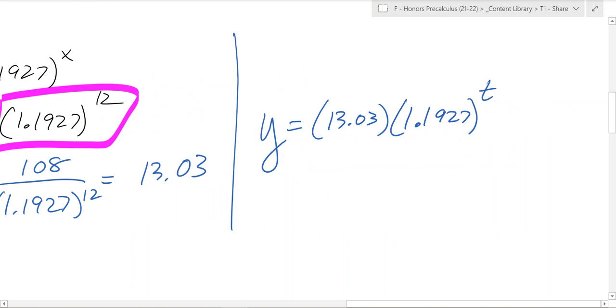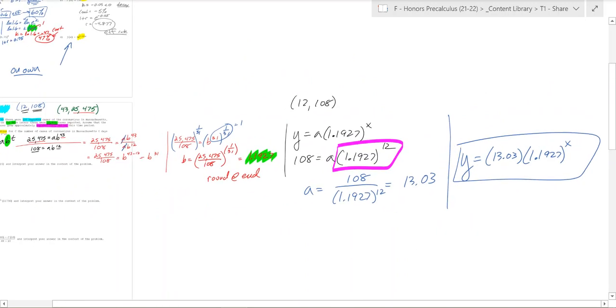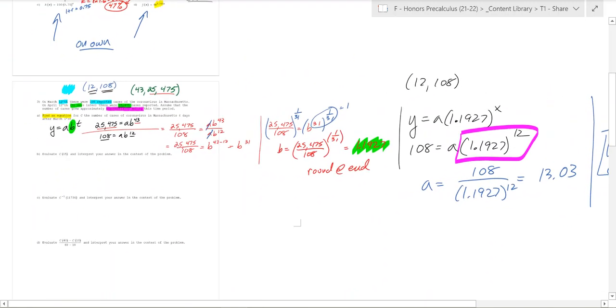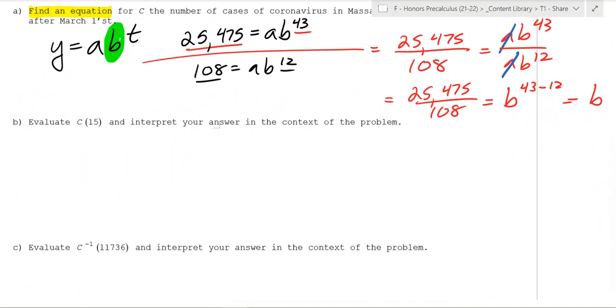You could say x is fine too, but I'll say x for now. So this would be our equation. We now have an equation that models what we want. It's a lot of work, but you get to use a calculator. So what does it mean to plug in 15? It says evaluate c of 15.